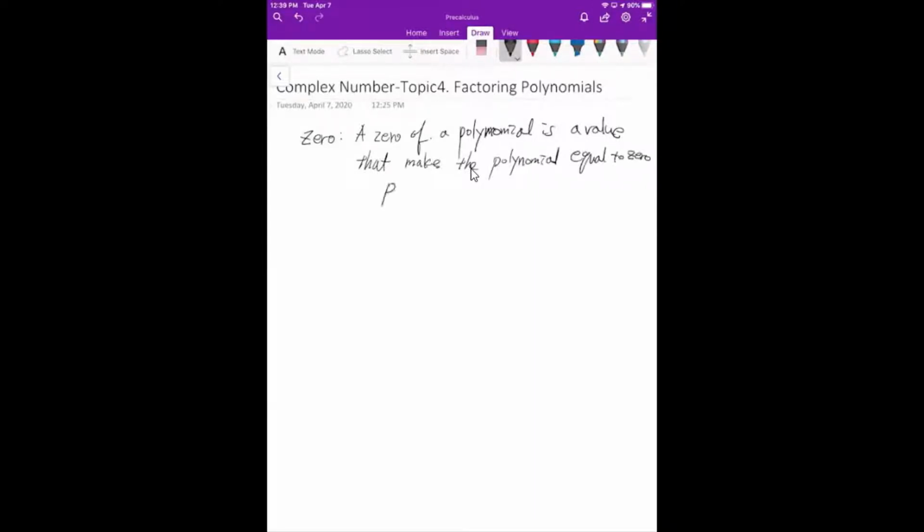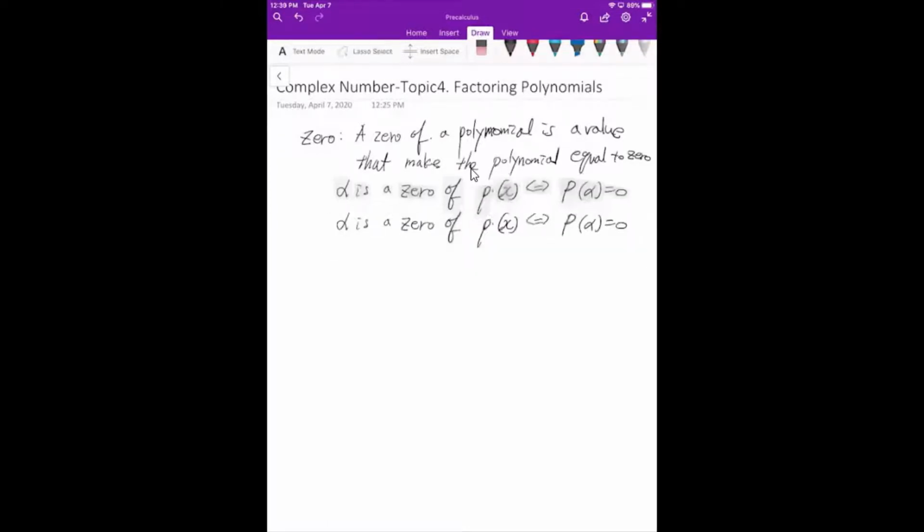In short, if you have a polynomial P(x), and you plug in alpha, then alpha is a zero of P(x). That means if you plug alpha into the parentheses, basically you plug alpha instead of x, you get 0. Okay?